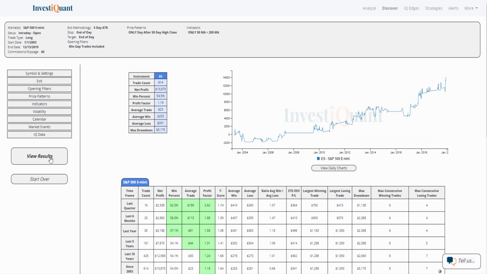Looks like 614 samples here for this, and this is entering long at the open of regular trading hours, day after a 50-day high close, when the 50-day moving average is above the 200. The exit is at 4:15 p.m. Eastern time, so just an intraday bias that we would be looking at here.